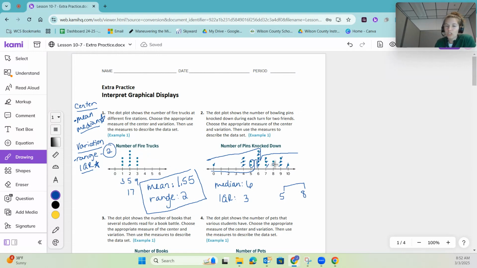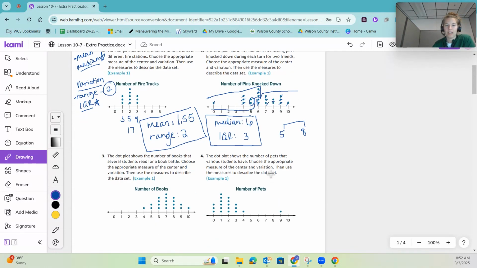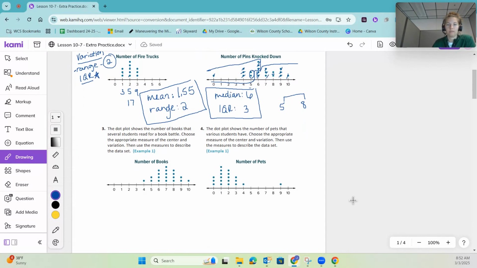Again, for the interquartile range, you find the median first, then you find the median of the upper half of data and the median of the lower half of data, and then you find the range between those. Because there is an outlier, we used the median and the interquartile range for our measure of center and variation. You can try 3 and 4 on your own with those.